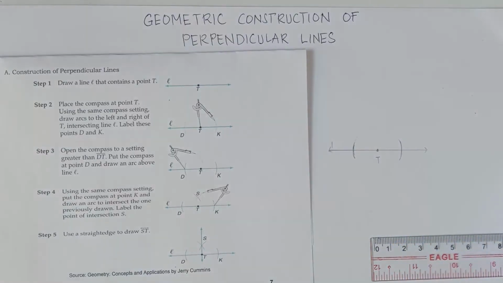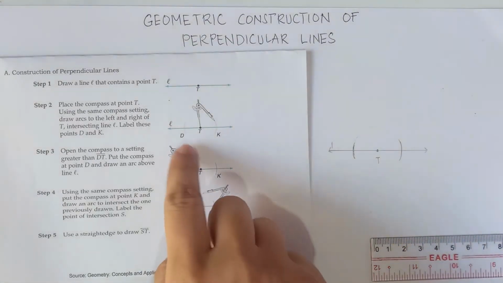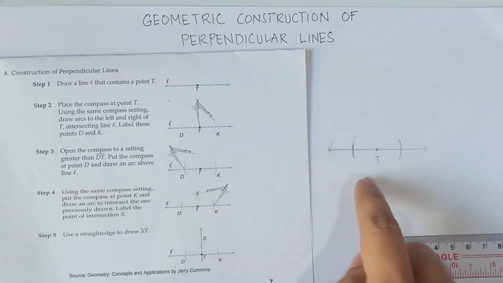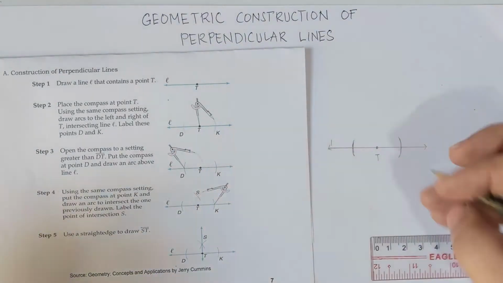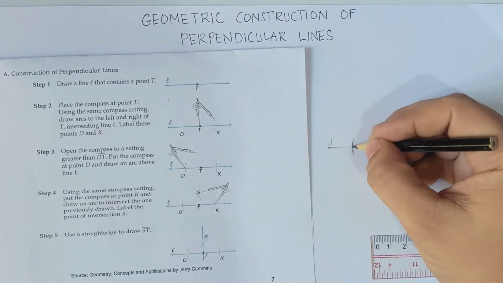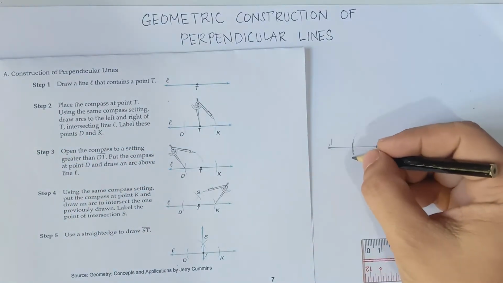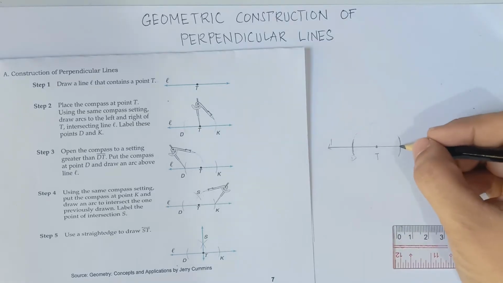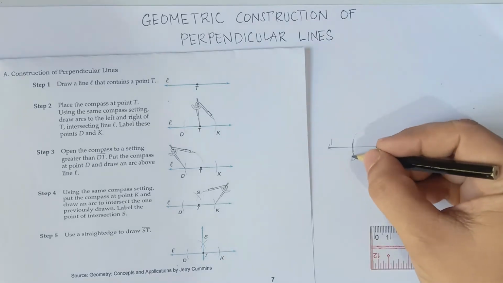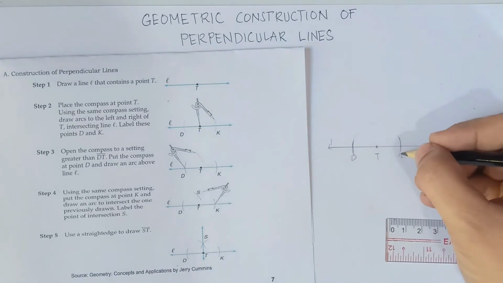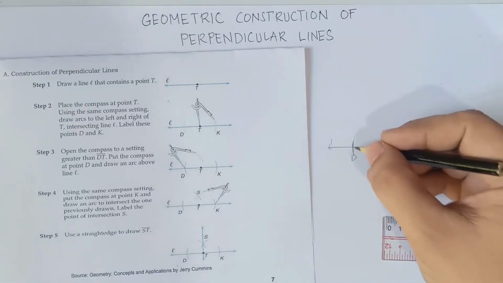That's step 2. Check the illustration, class. Yes, we have the same illustration, and we label this one. This one right here, the intersecting point, is point D. Label this one as point D, and this is K. So D and then K. This one right here is K, and this is D.